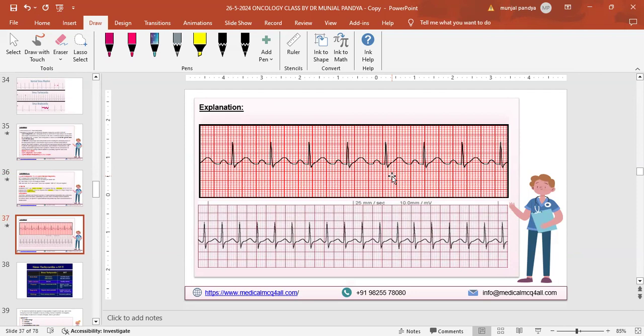Right. So basically, if you see right here, in the above, consider it as normal. Why? Because you can see everything properly. You can see P, Q, R, S, T. Here P, Q, R, S, T. Here again P, Q, R, S, T. Can you see the P and T wave here? Can anyone see? Where is P? Where is T?